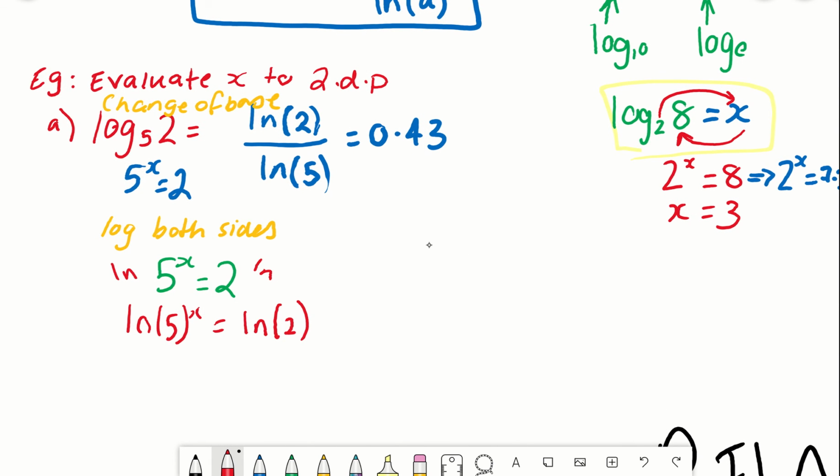Now, let's think about this. I know when there's a log and we have a power, that's the same thing as timesing it out the front. So x times ln of 5 equals ln of 2.